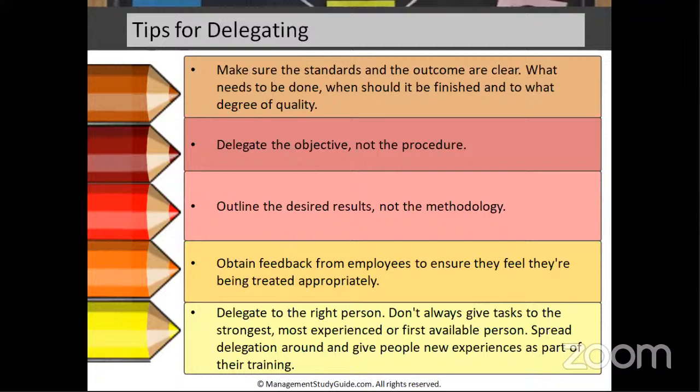Tips for delegating: make sure the standards and the outcome are clear. What needs to be done, when should it be finished, and to what degree of quality. Delegate the objective, not the procedure. Outline the desired result, not the methodology. Obtain feedback from employees to ensure they feel they are being treated appropriately. Delegate to the right person. Don't always give tasks to the strongest, most experienced, or first available person. Spread delegation around and give people new experiences as part of their training.